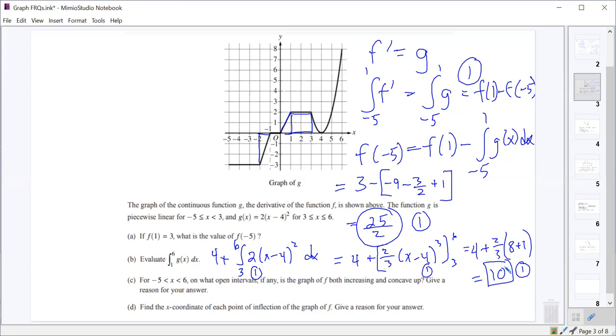Any questions there on A or B? All right, so part C asks us for any places where the graph of f is both increasing and concave up. Hold on 1 second, please. I need to deal with an issue in my house because one of my children doesn't seem to know how to behave right now.